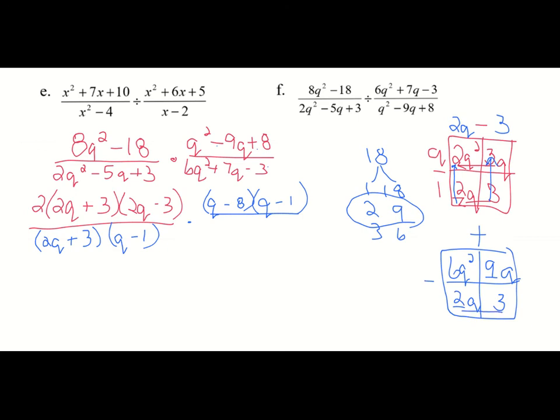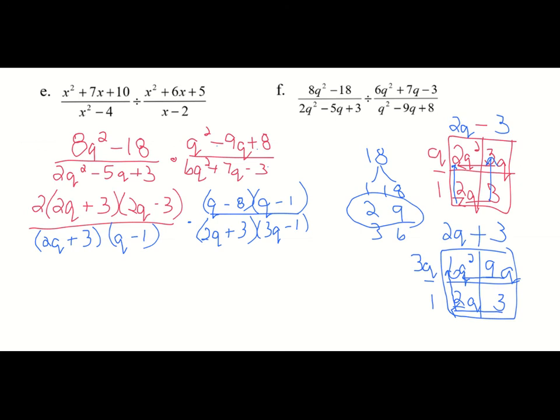Factor across on the bottom. 2q and 3 is going to give me a GCF of 1. 6q squared and 9q will give me a GCF of 3q. 6q squared and 2q going up to the top will be 2q. And 9q and 3 will give me a GCF of 3. So now we have 2q plus 3 and 3q minus 1.